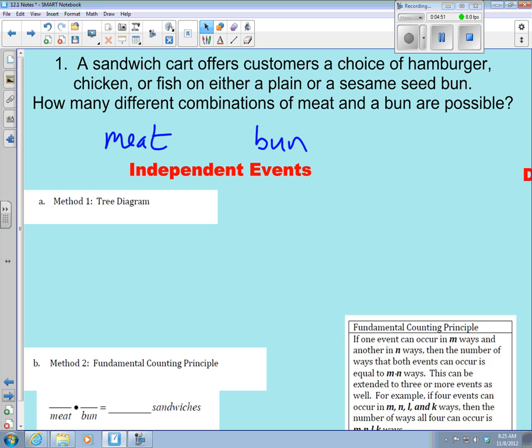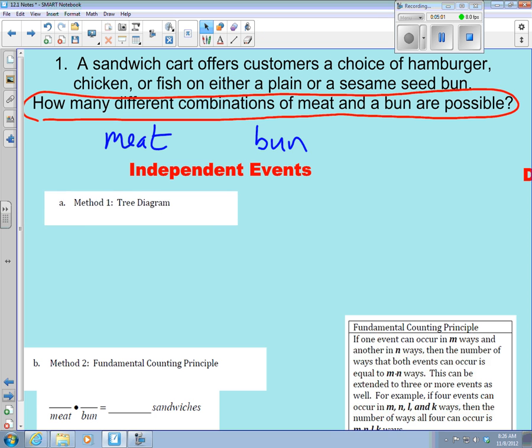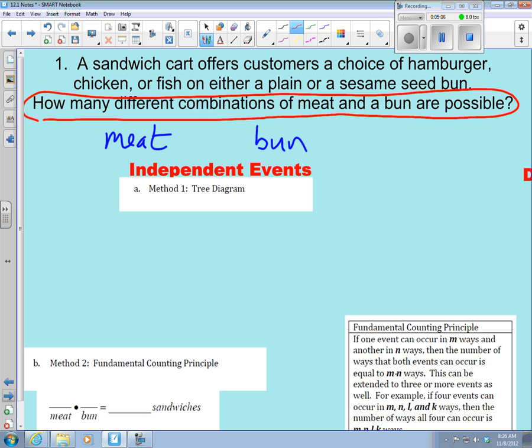And how many different combinations of the meat and the bun are possible? That's what we're going to figure out. And it's pretty easy. There's a couple different ways that we're going to do it, and we're going to settle down on one way for the most part. Well, first of all, we're going to use a tree diagram, and I'm sure you guys have done something like this before, so it's nothing new really.